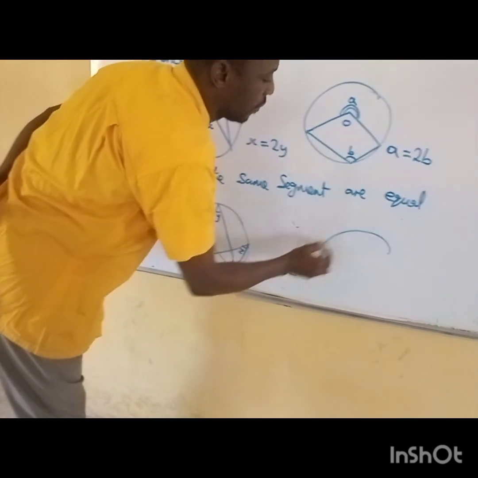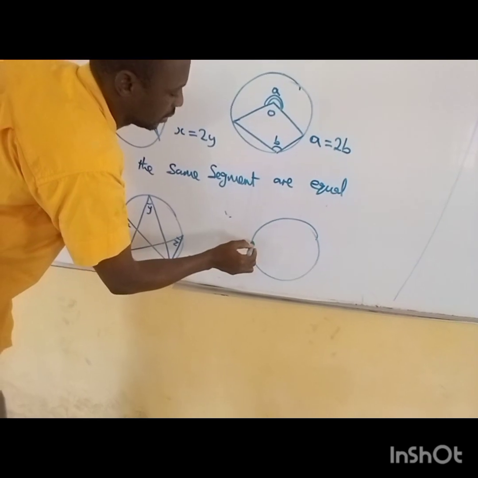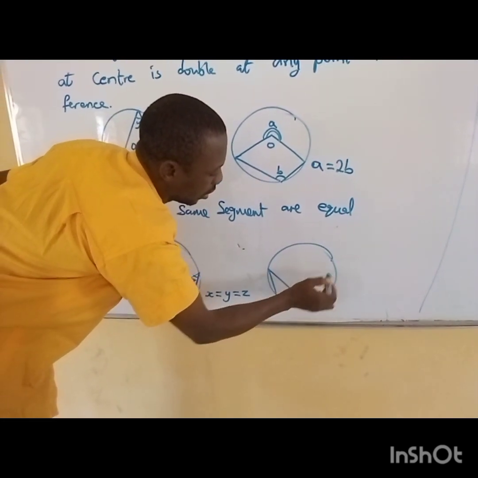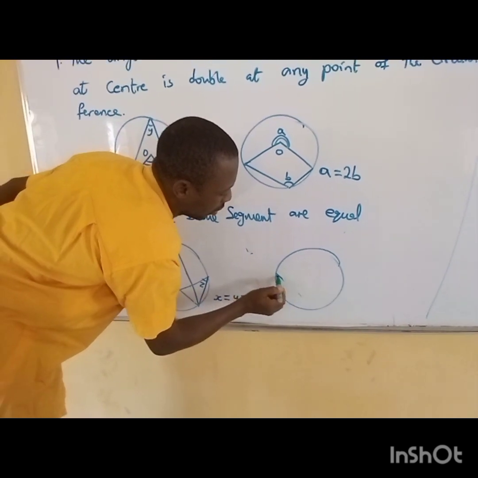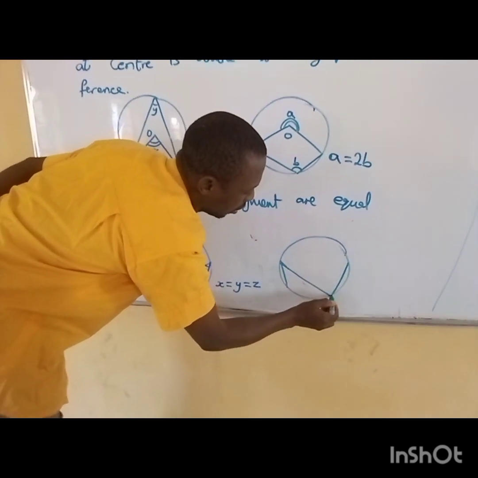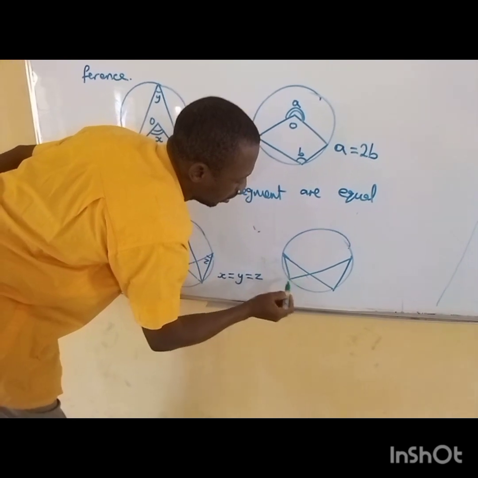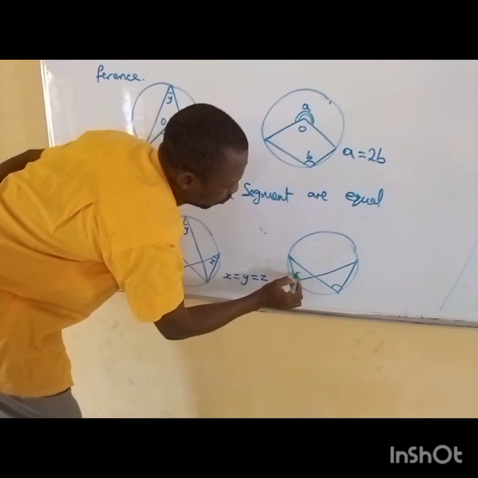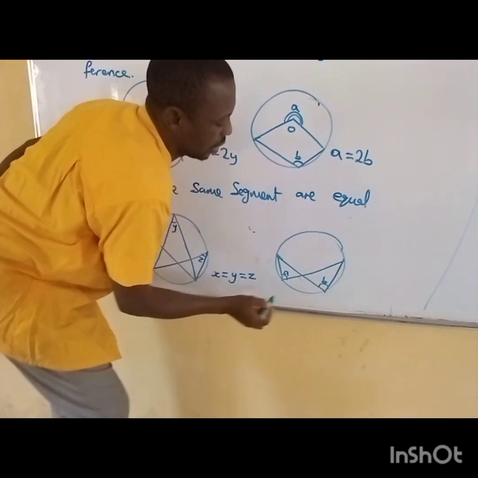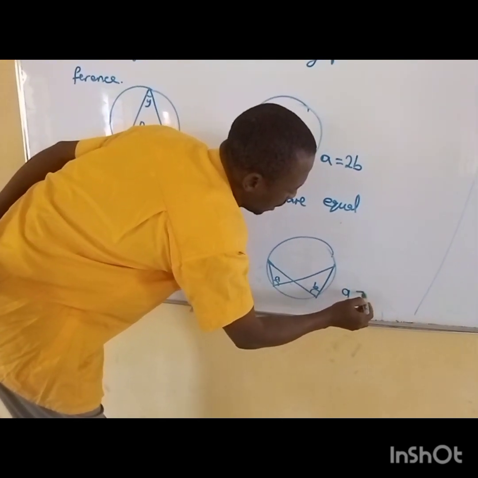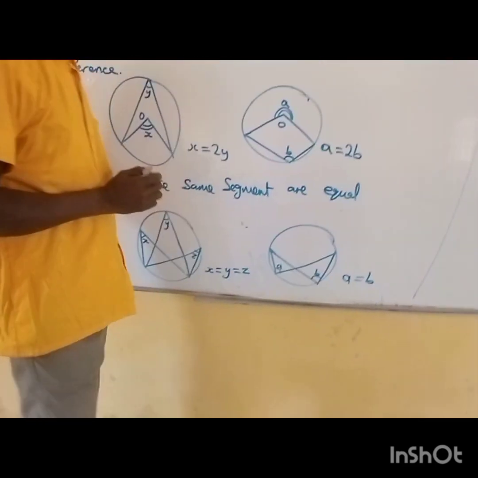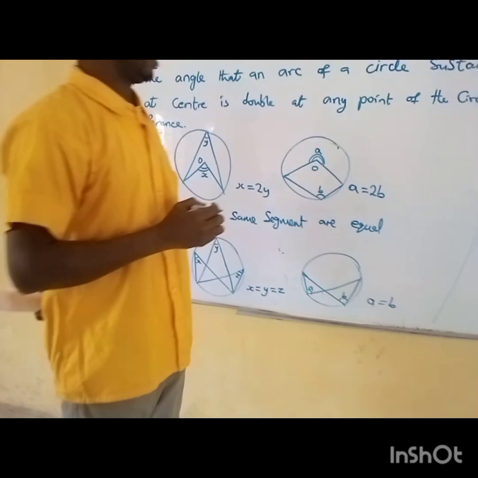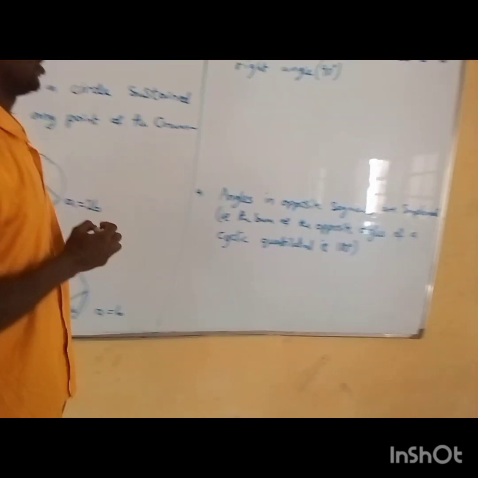And you can have a diagram like this, small, means if we have an angle here and we have an angle here, this one could be A and this could be B. It means that this A is the same thing as B. That's the meaning of the second theorem.